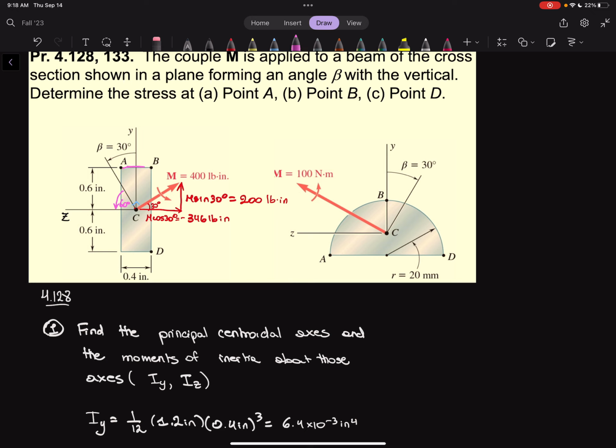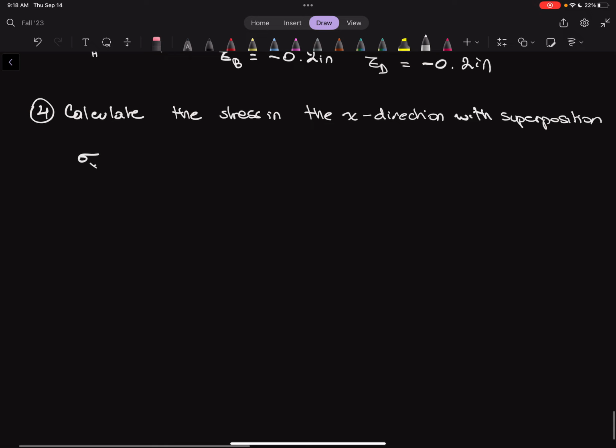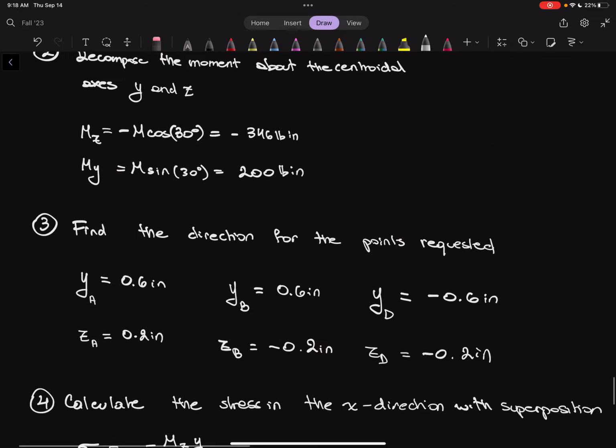This is the conceptual part. If I bend around the z-axis in the positive direction, then I'm going to have compression at the top here. So I'm going to have a negative in front of that part. So sigma x is going to be minus Mz y over Iz.